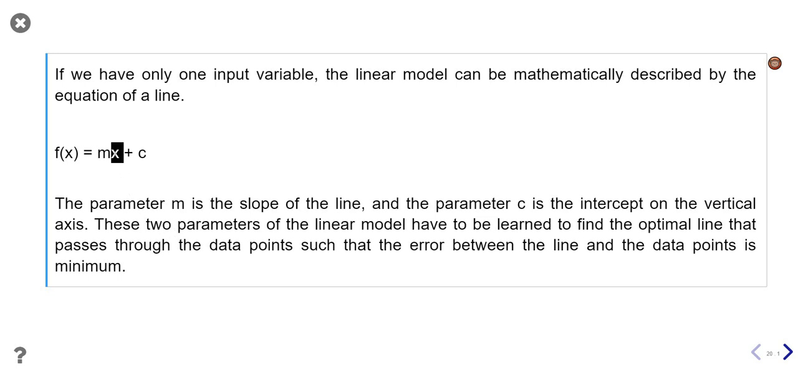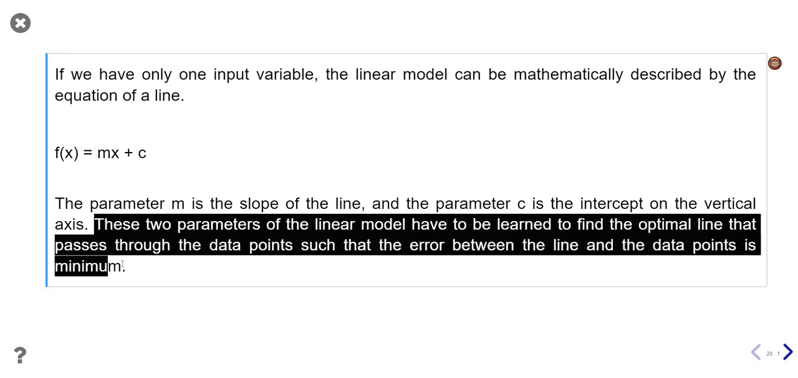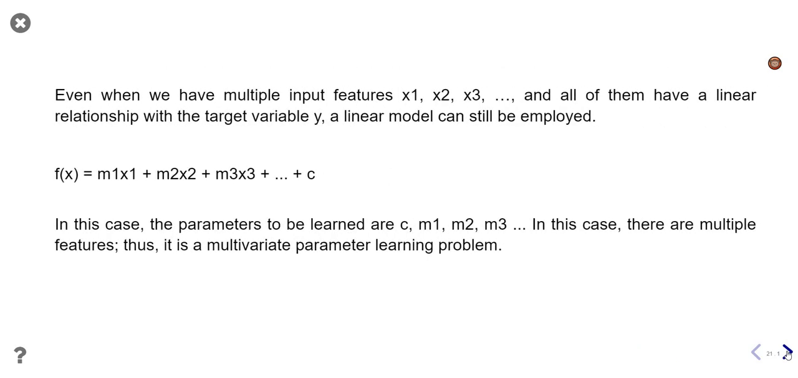So these two parameters of the linear model, m and c, have to be learned to find the optimal line that passes through the data points in such a way that the error between the line and the data points is minimum. Like the earlier graph I've shown you, right? That's why when I say it's training time, the slope will change and the intercept will change. But it will try to find the right slope and the right intercept in such a way that the mean, the average of all the squared errors, is minimized. And that would be the best model to represent the data.